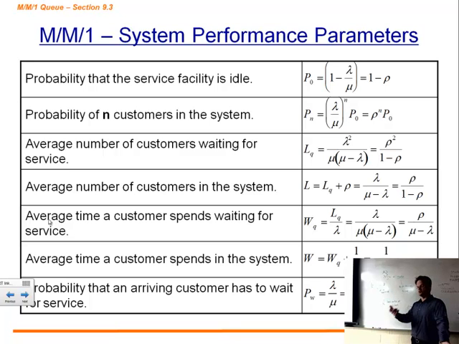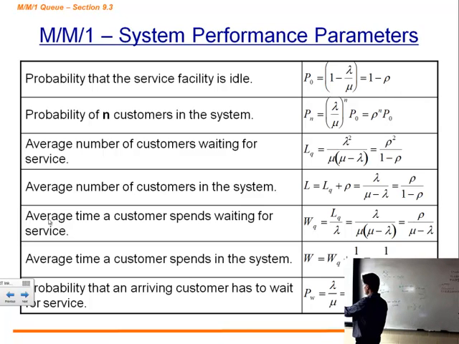But since there can only be at most one customer being serviced, that's the average number of customers being serviced. It's less than one because some of the time the server is idle. So with probability rho, there's going to be one customer being serviced. And the rest of the time, nobody's going to be serviced. So the average number is going to be rho. So that is the L without the sub-Q.